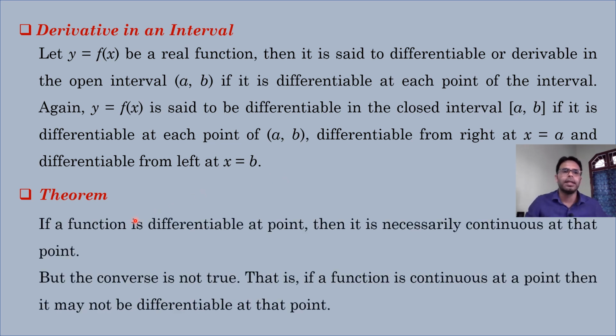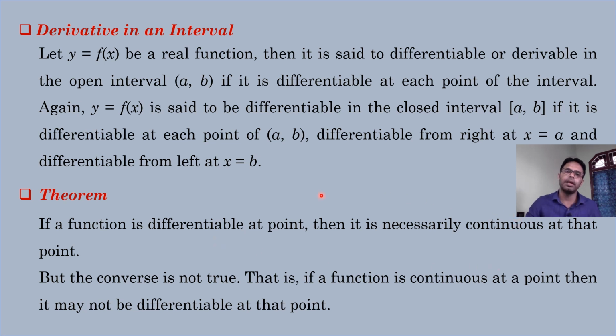The theorem is, if a function, whatever be the function, that is no matter, is differentiable at a point, then it is necessarily continuous at that point. Meaning, if a function is differentiable, then it must be continuous at that point. Very important. If a function is differentiable at a point, then it is continuous at that point. But the converse of this theorem, converse means if it is continuous, then it may not be differentiable.